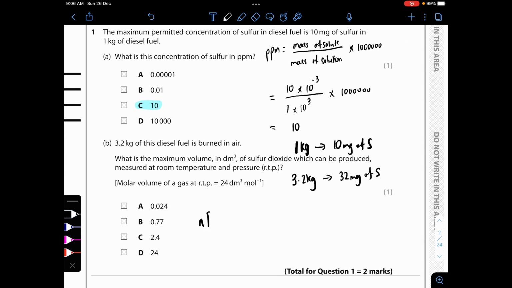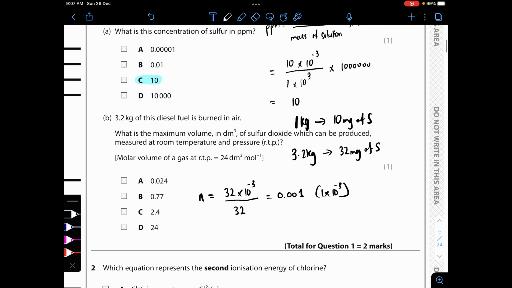So moles, we know the n of sulfur, the moles will be mass of sulfur, which is 32 times 10 to the power minus 3 grams, because of milligrams, all over the relative atomic mass of sulfur, which is 32. And then what do we get? We get the moles is 0.001, or 1 times 10 to the power minus 3. And now since we know the moles, we can work out the volume. The volume is going to be 24 dm cubed for a mole, so times that by 0.001 moles, that'll give us 0.024 dm cubed. Alright, so the final answer is A.